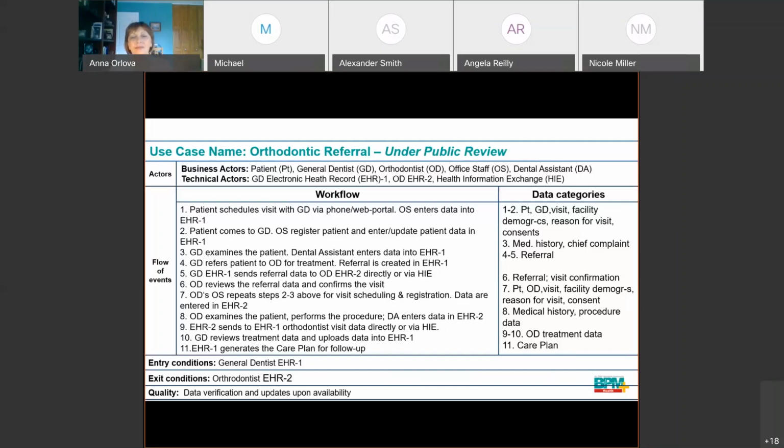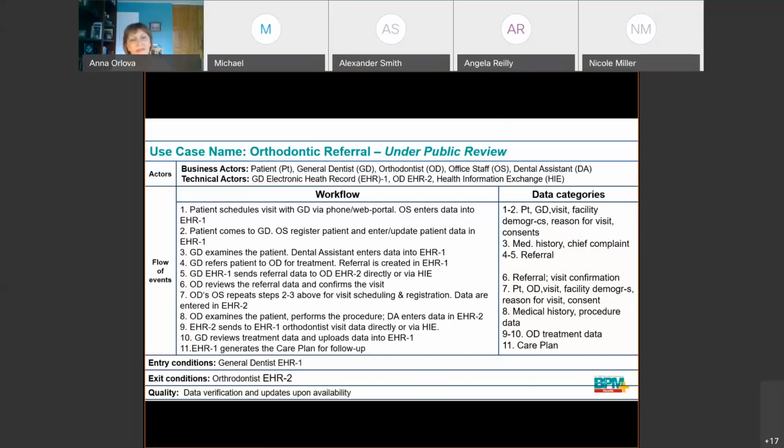And so basically the goal is to create a bi-directional, cohesive transfer of information from one provider, the general dentist, that first examines the patient and then has a dental assistant or some other entity, business actor, input that data into their EHR. And then the general dentist refers the patient to the orthodontist for treatment. So that is the traditional referral process.